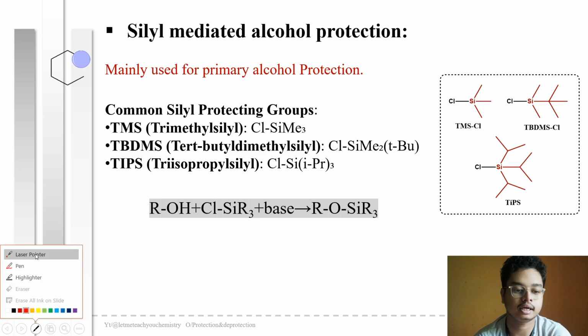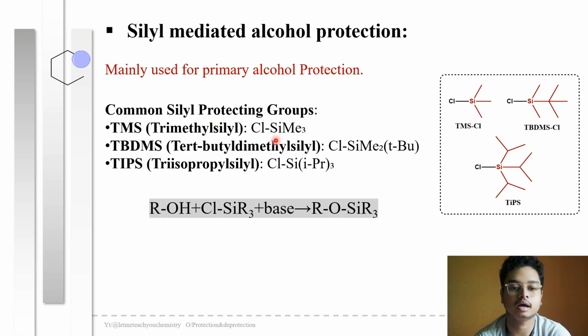What happens is that we use a silyl group and react it with the alcohol to make the silyl ether, and the silyl ether is nothing but a protected alcohol group. There are different common silyl protecting groups, such as TMS, trimethylsilyl, the TMSCl compound, also TBDMS, tert-butyldimethylsilyl, and TIPS, triisopropylsilyl. This type of silyl is used to protect the primary alcohol.